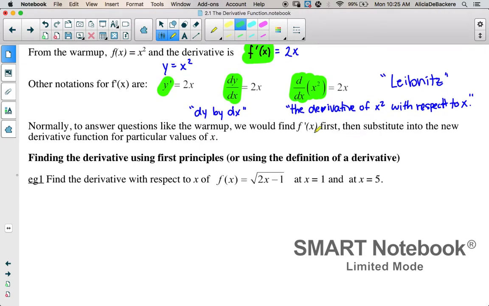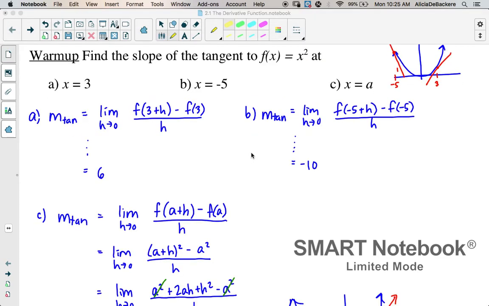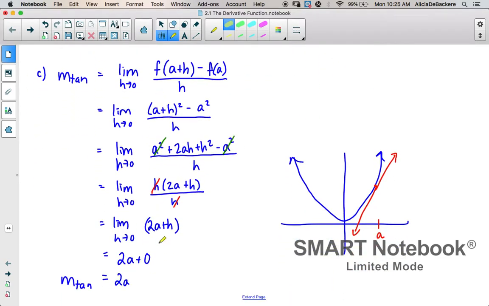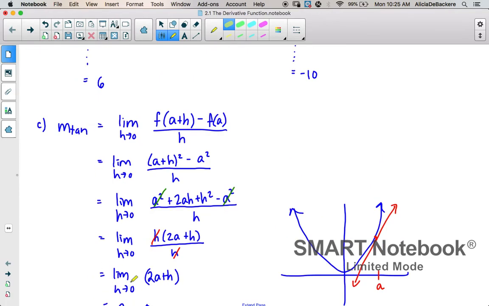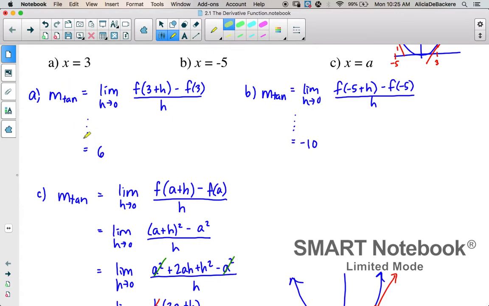So normally to answer questions like the warm-up, we would find f prime at x first. So I'm going to just head back to the warm-up. Notice that it was the last thing I did. I found f prime at x or f prime at a at the end here, and I came out with the answer 2a. But if I'd known that from the start, that the slope of the tangent was just double the a value, then this first question becomes quite a bit easier. It's just double 3. So I get 6, or just double -5, and I get -10. So in the future, we'll do the general equation first and then plug in numbers.